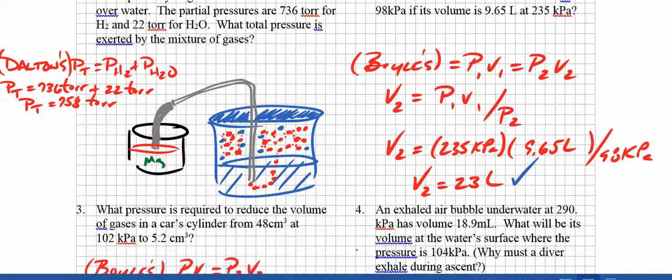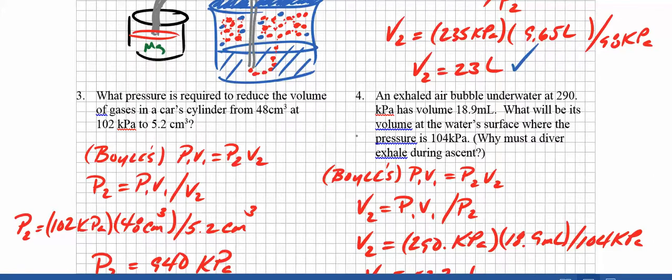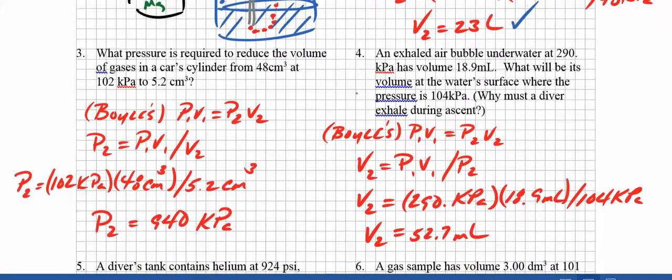Number 3 says this. What pressure is required to reduce the volume of gases in a car cylinder from 48 cubic centimeters at 102 kilopascals to 5.2 cubic centimeters? So what we're going to do is use Boyle's law, but we're going to try to figure out a reasonable answer. In other words, we want to know in advance what's going to happen in the second situation. Well, remember that Boyle's law is an inverse relationship. As long as temperature remains constant, pressure times volume is equal to pressure times volume. In other words, as the pressure increases, the volume decreases. Well, that makes sense in terms of what a gas is.